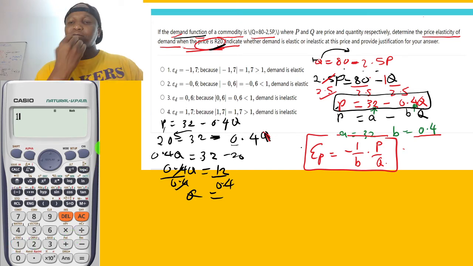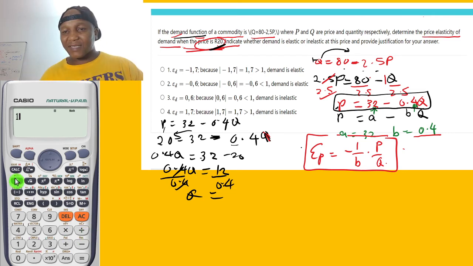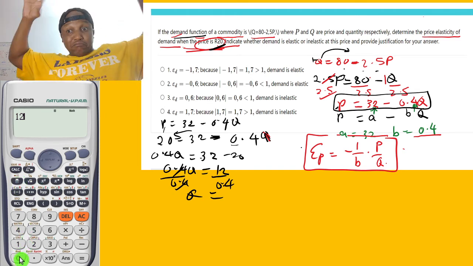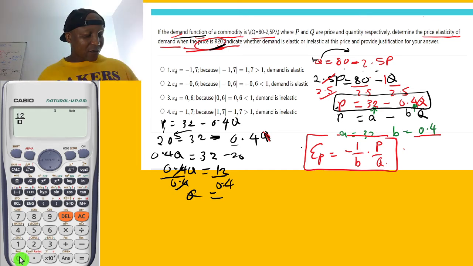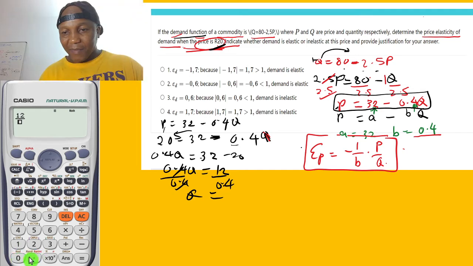Sometimes the calculator is going to be acting up. 12 divided by 0.4. Okay, and then it's going to give equal to 30. It takes a lot of time here. I don't know why it always takes time to process on this calculator, because it's an emulator.